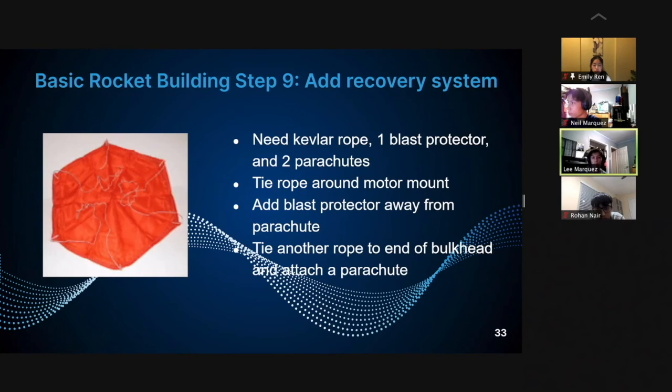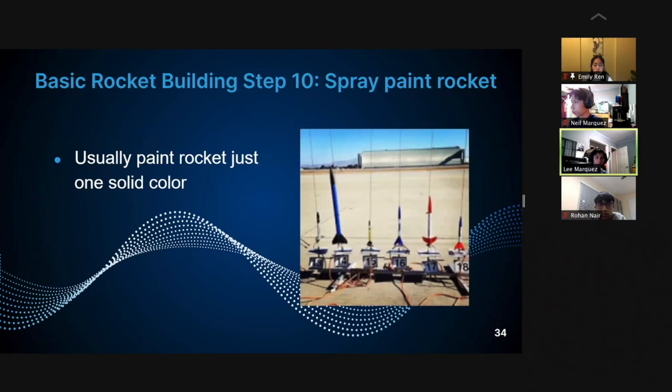And we have 2 parachutes, one attached to the bottom and one attached to the top. And we tie rope around the motor mount, and we tie the blast protector away from the parachute, and then we tie another rope to the end of the bulkhead, and another parachute.